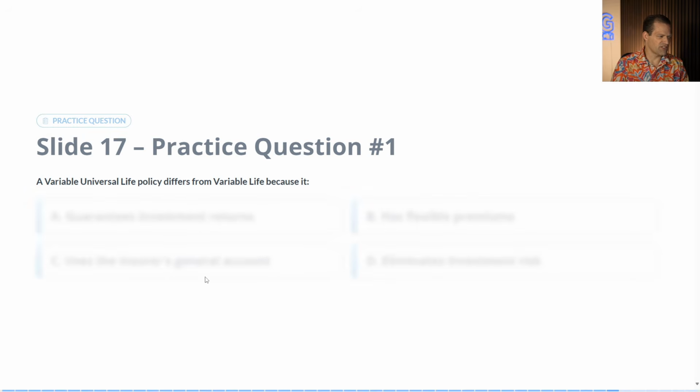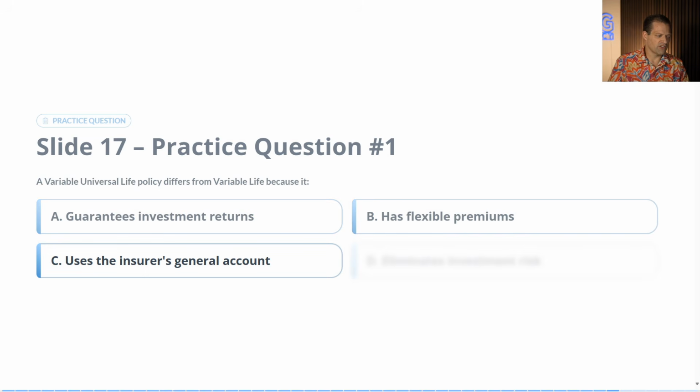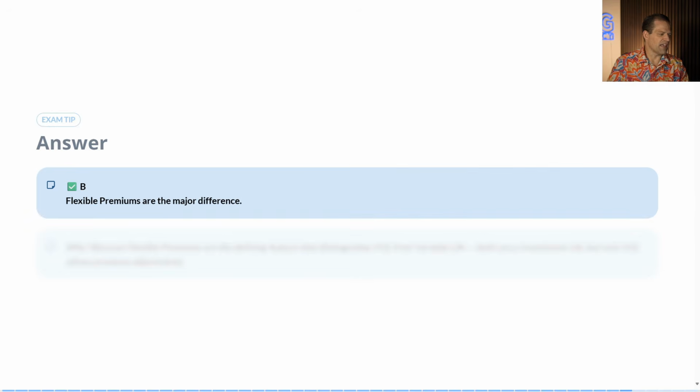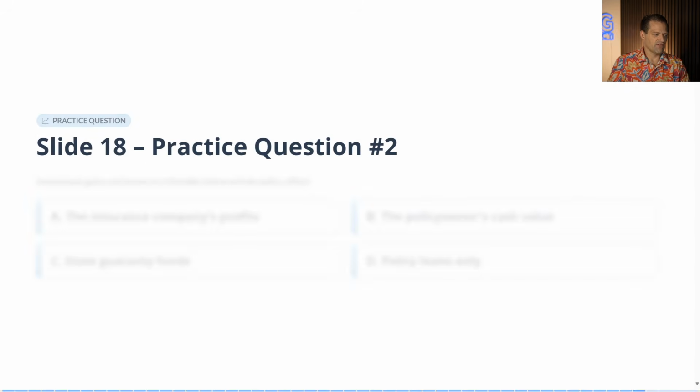So practice questions. A variable universal life policy differs from variable life because it guarantees investment returns, has flexible premiums, uses the insurer's general account, or eliminates investment risk. Let you think about that for a second. The answer is B. Flexible premiums are the major difference. Why? Because flexible premiums are the defining feature that distinguishes VULs from variable life. Both carry investment risk, but only a VUL allows premium adjustments. That's the big difference. Okay?